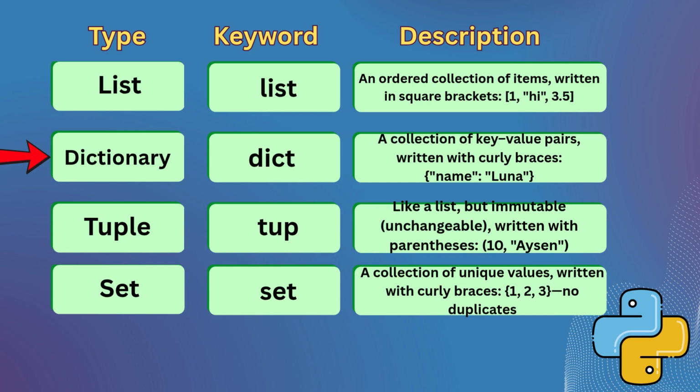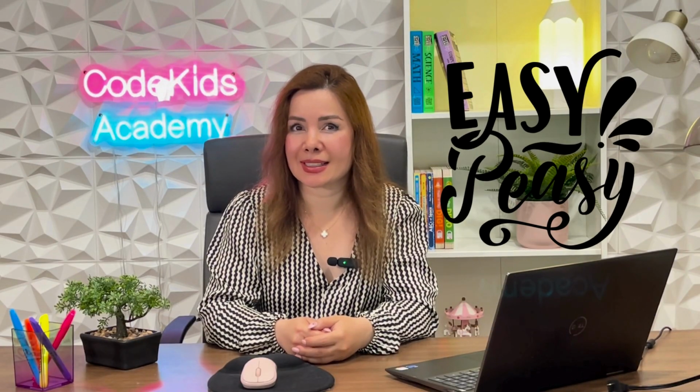Now let's look at dictionaries in Python. A dictionary is like a mini database where you can store information using key-value pairs, like saying name: Lona. Here name is the key and Lona is the value. We write dictionaries using curly braces, like the example. It's easy, right?